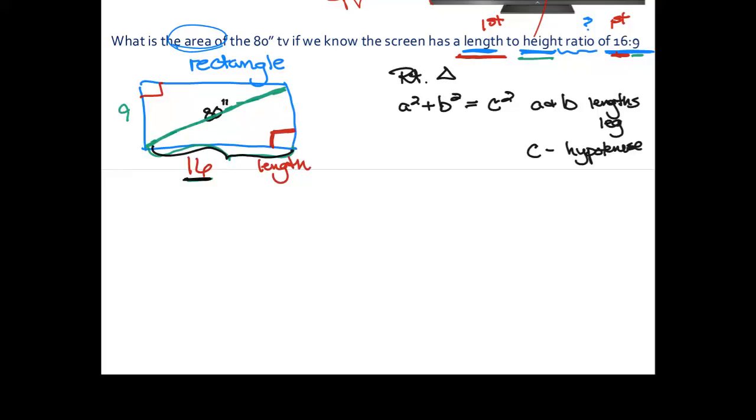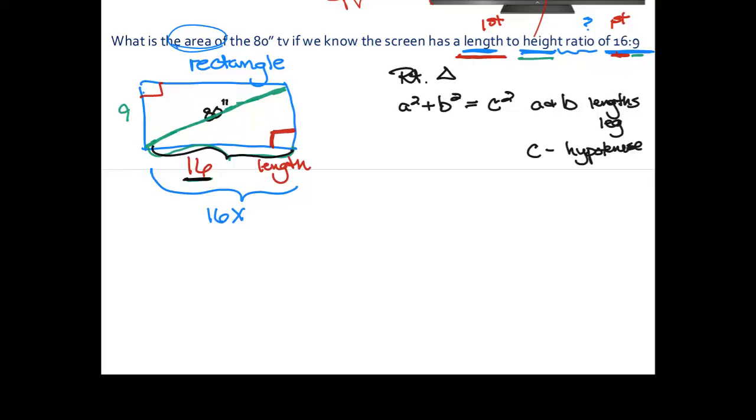Do we know which multiple? No. But I know it's got to be 16 times something. So how could I represent this side? Couldn't I say 16 times x? Yes. 16 times x, because we don't know what multiple it is.